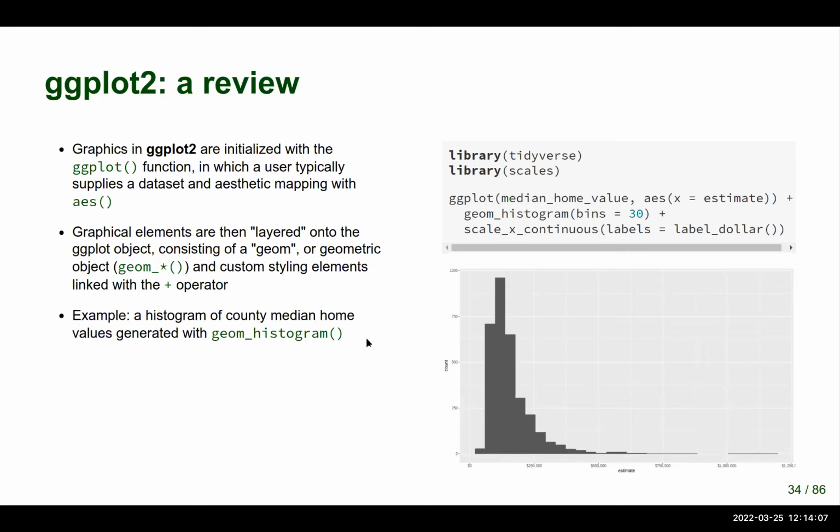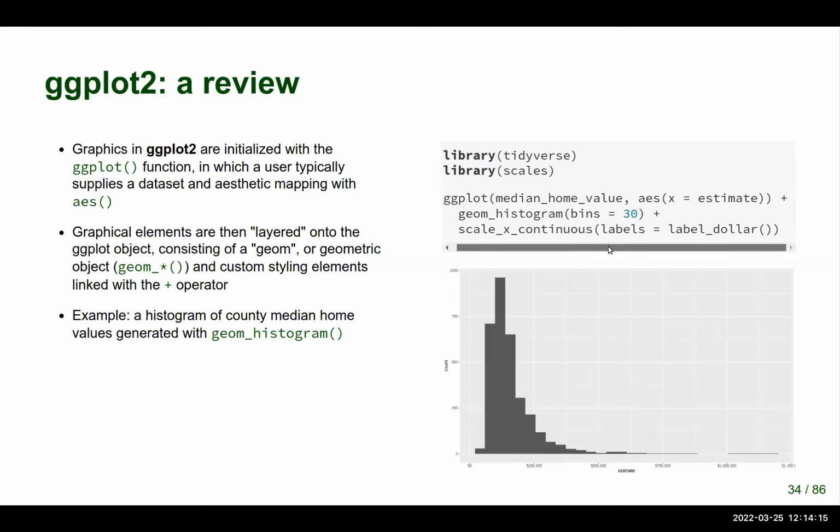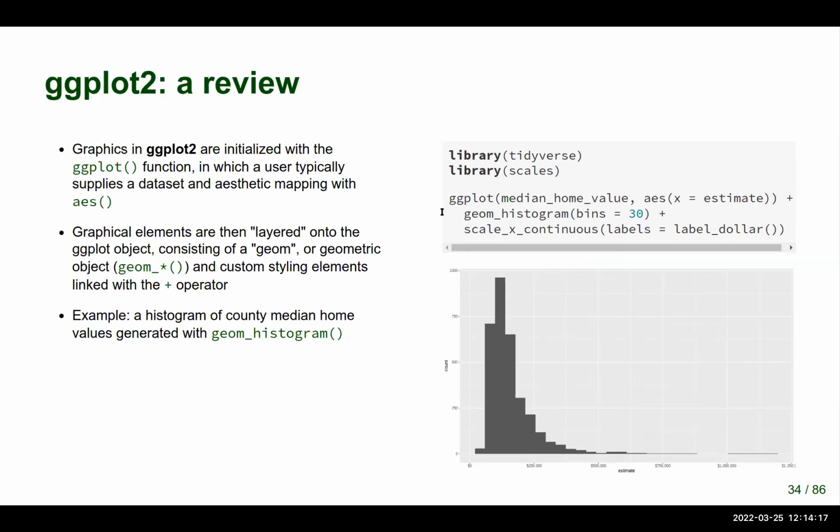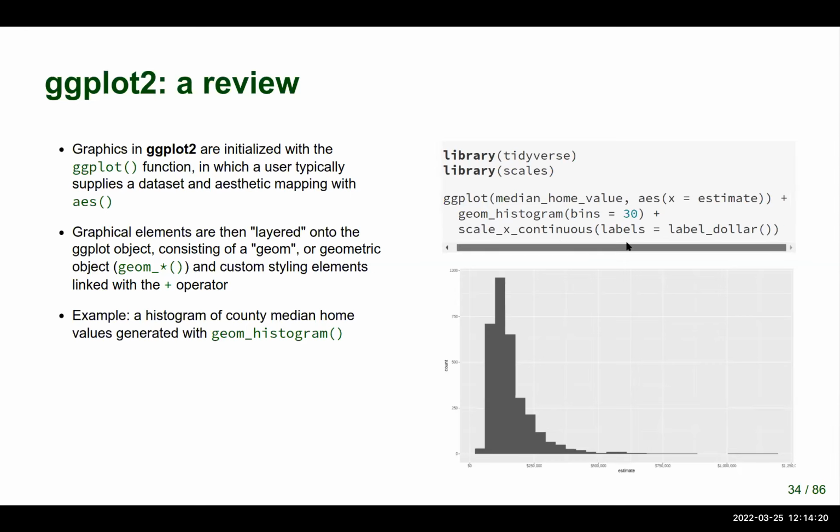And so here I have a very basic example that shows how to use the tidyverse, and we're using the scales package, which comes pre-installed with the tidyverse, to create a plot where our data object is median home value. Our aesthetic mapping is mapping those median home values in the estimate column to the x-axis. We then draw a histogram using geom_histogram. We're setting the number of bins for the histogram to 30.